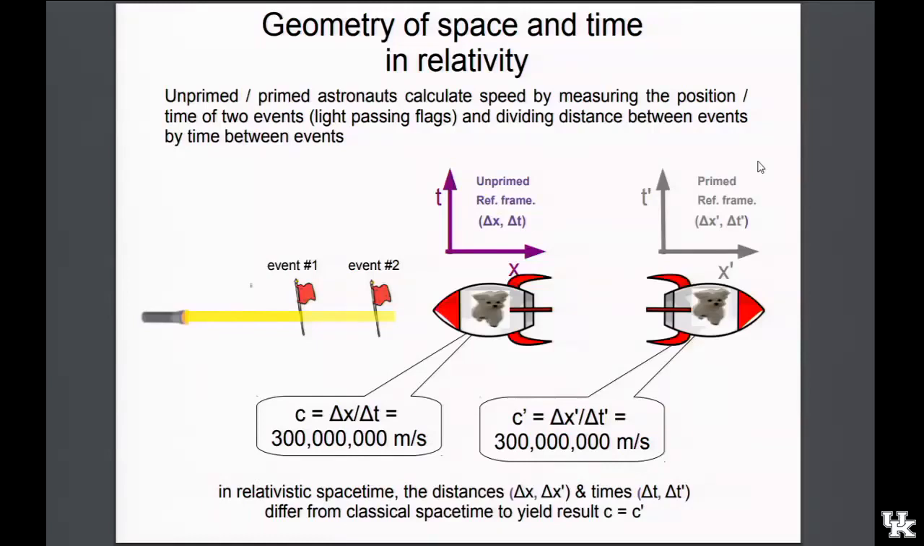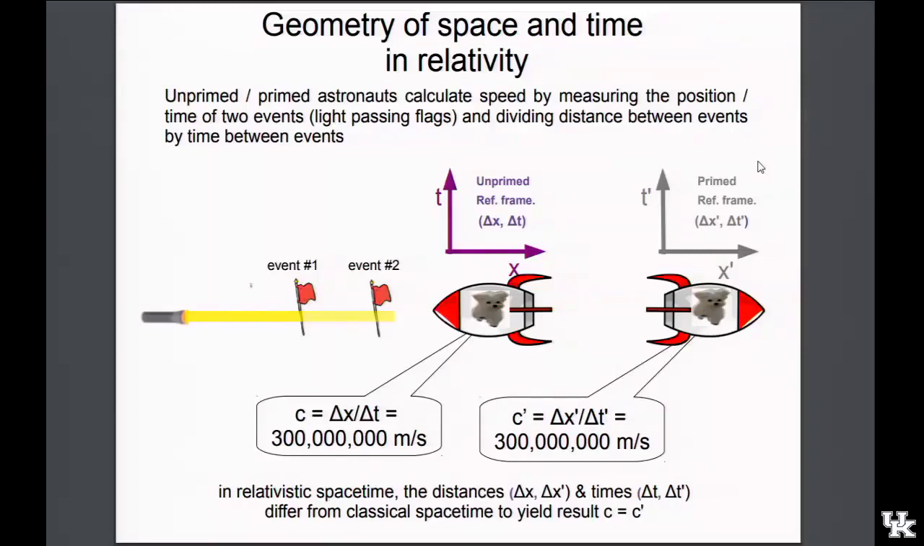So figure out the distance the light ray has traveled. Figure out the time that the light ray took to travel that distance. And then if you divide the distance by the time, that will give you the speed of the light ray. So that's the calculation that each of them is doing to assert the speed of the light ray.